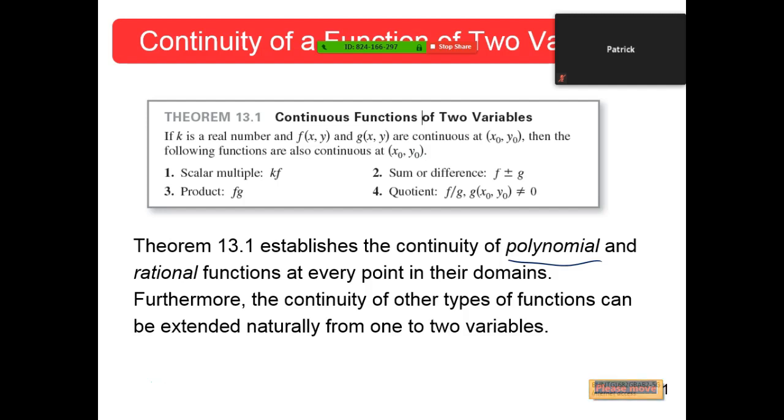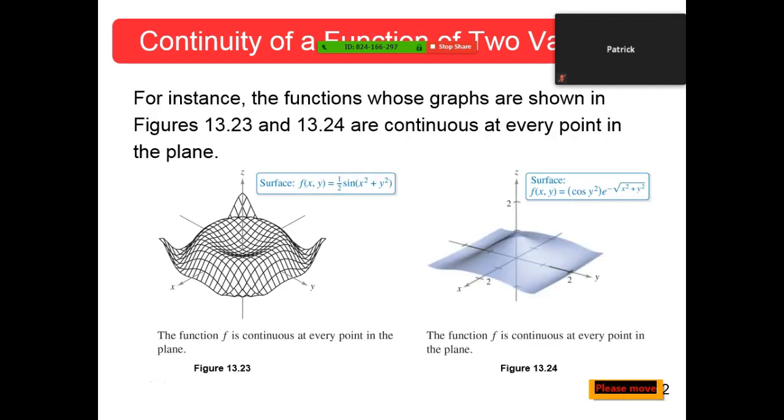Exponential functions are defined everywhere. Log functions, no. Their domain, yes: all positive values. You can't take the log of a negative value or of 0. So if it's in their domain, yeah, it works. So for instance, the functions whose graphs are shown in this table are continuous at every point in the plane. This one is because sine is continuous everywhere. Your polynomial functions are continuous everywhere. No problem. I'm glad they drew it. I didn't have to.